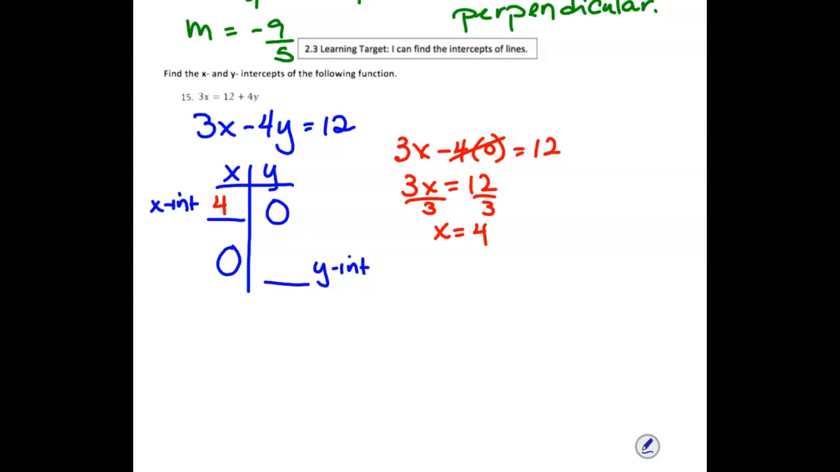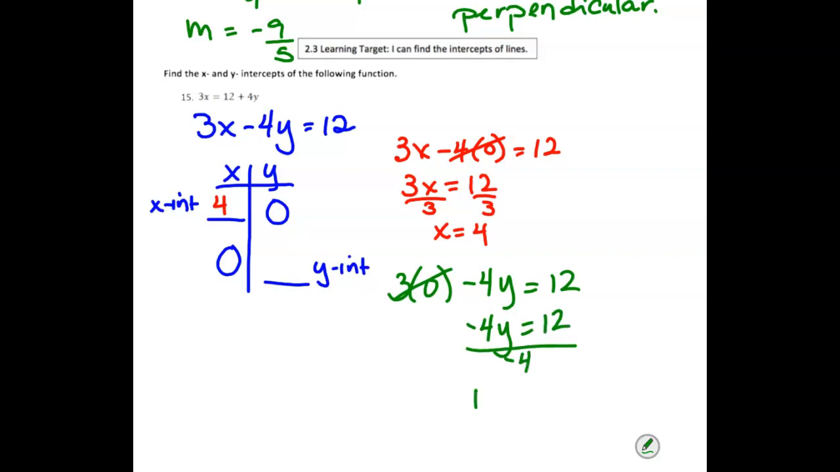When we plug a 0 in for our x value this time, we'd have 3 times 0 minus 4 times y equals 12. Again, 3 times 0 is 0. Negative 4y equals 12. Divide by negative 4, and we get y to be negative 3. So our y-intercept would be negative 3.